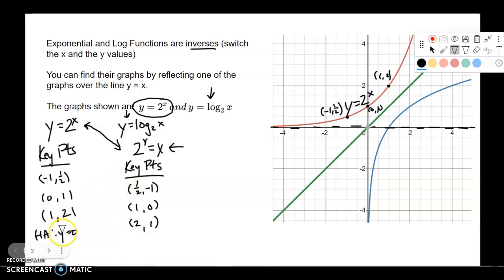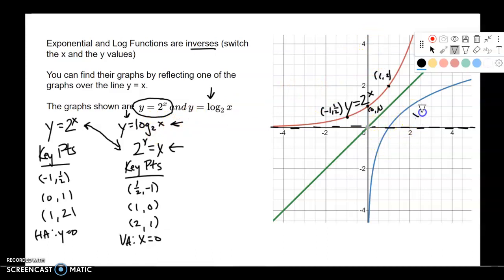Well, that also means that the horizontal asymptote at y equals 0 would have to be switched. So instead of y equals 0, the line x equals 0 is an asymptote. But x equals 0 is a vertical line. So there'll be a vertical asymptote at the line x equals 0 on the graph of y equals log of x with base 2. So we can see that here.